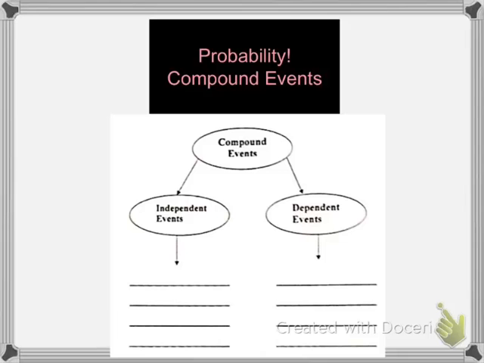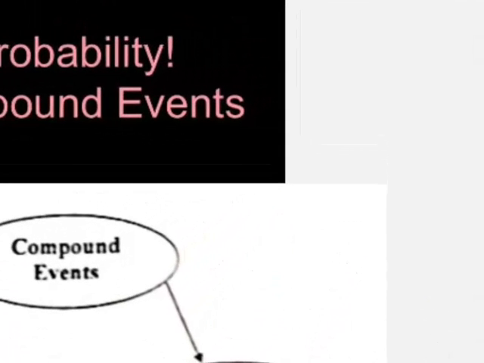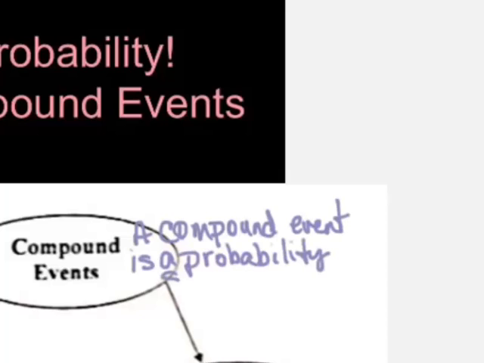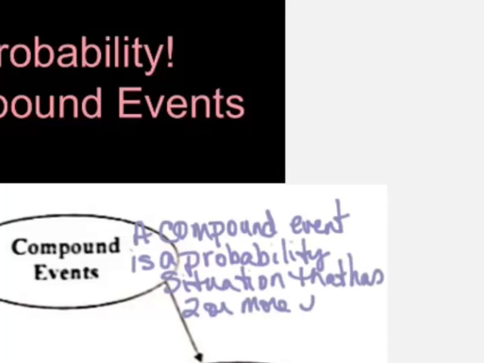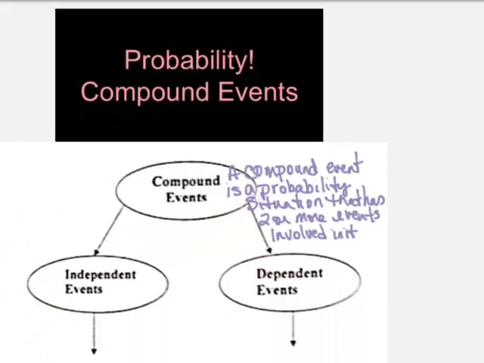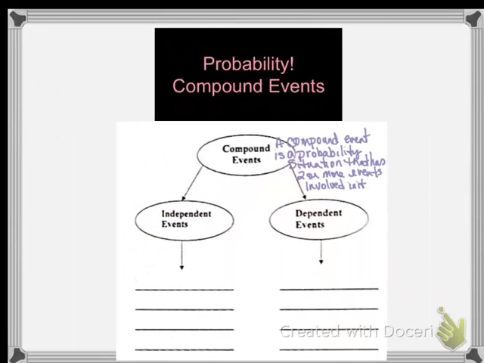Hello, today we'll be talking about compound events and probability. A compound event is a probability situation that has two or more events involved in it. Compound events are either independent or dependent events.